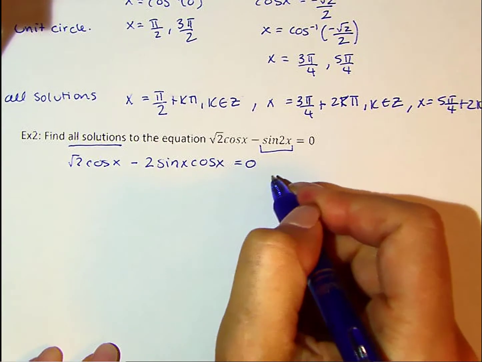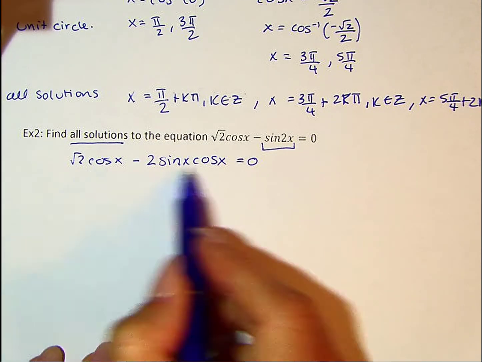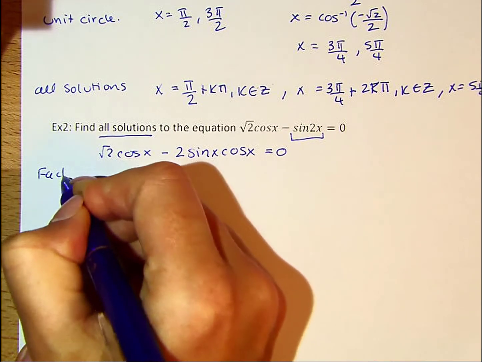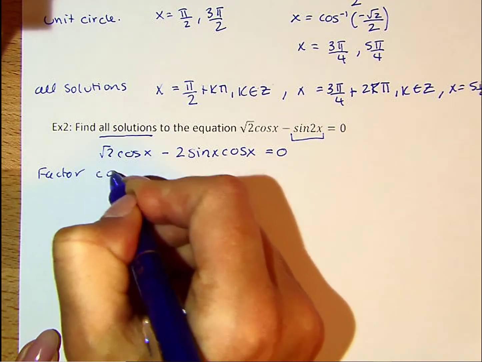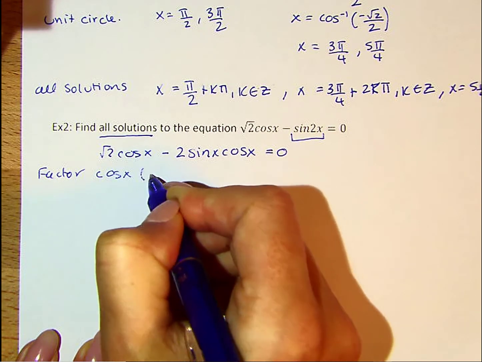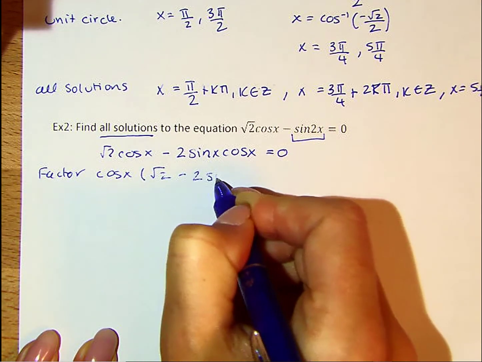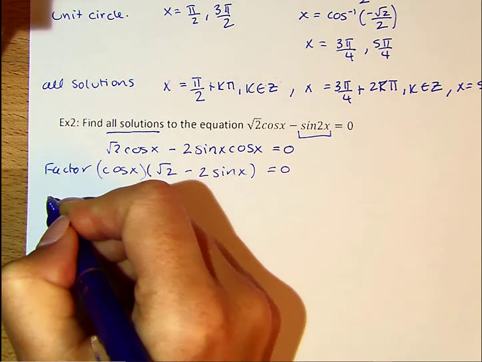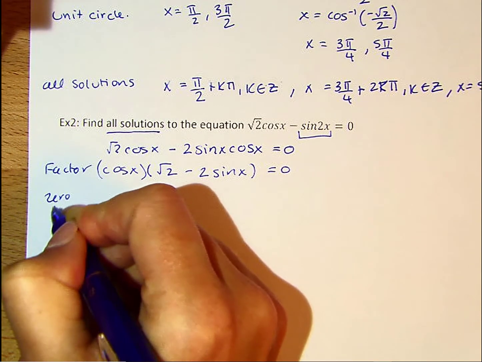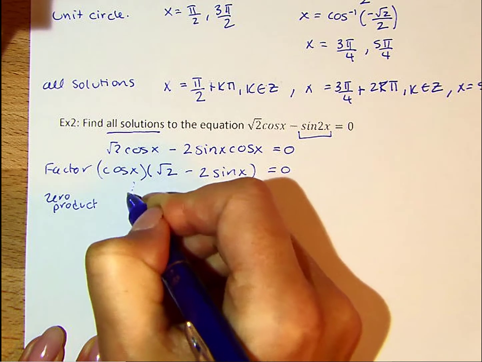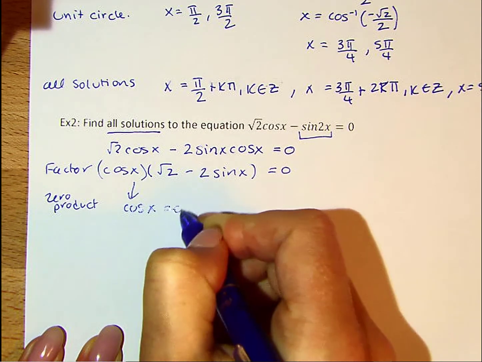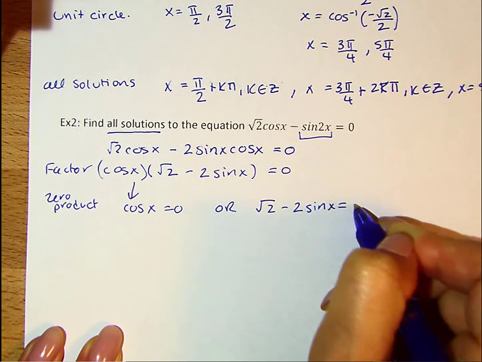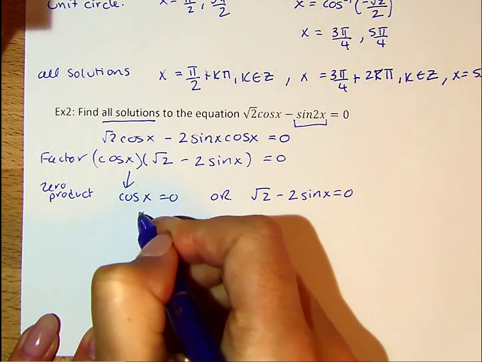Okay, so then we look at what is common in each term. What can we factor out? So it looks like cosine is common. So we're going to get root 2 minus 2 sine x is equal to 0. We have our two factors. We'll use the zero product property. Just like before. And then we'll isolate our x.